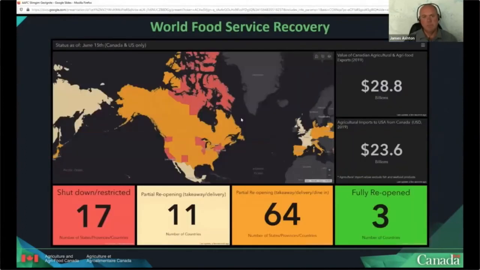We worked with our international affairs branch, who was really interested in understanding the food service recovery. A lot of restaurants being closed, a lot of backlogs with food production. It was very important to understand the specific jurisdictions and the trades with the other countries in terms of dollar values and when potential reopenings were occurring.